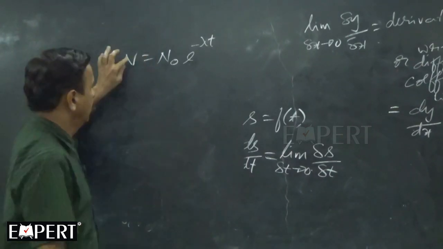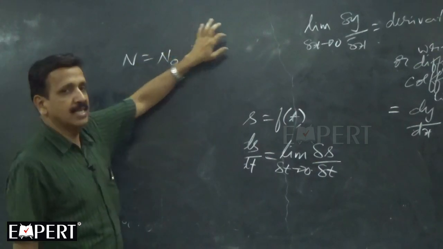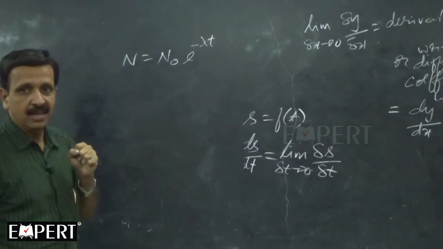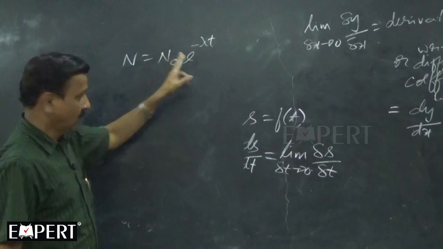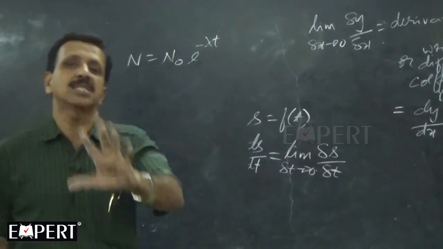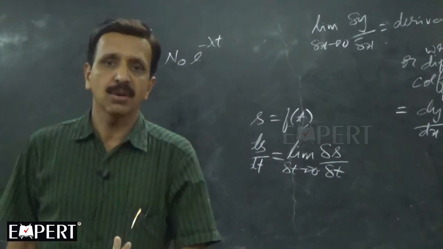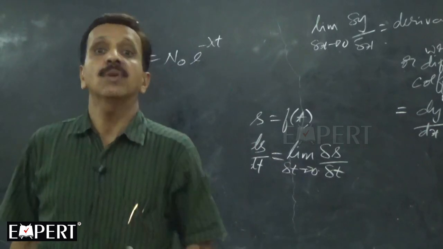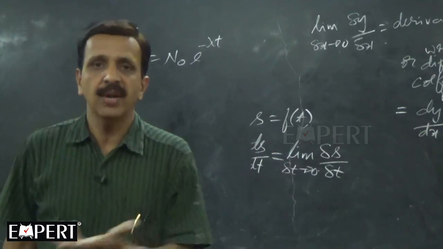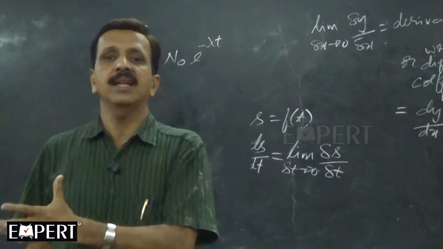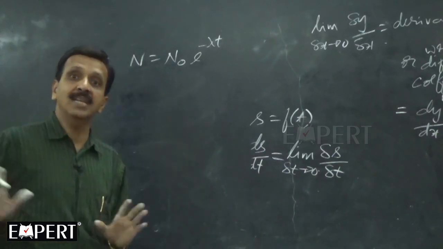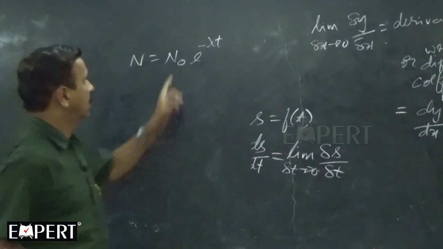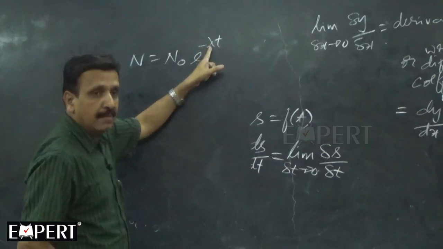Say for example, N is equal to N0 into e to the power of minus lambda t. What is N? What is N0? What is e? e anyways you know, it is a constant, just like pi. What is pi? It is a constant, 3.1416. What is e? It is another constant, between 2 and 3, 2.7183. It is universally accepted anywhere. Now, what is lambda? What is t?